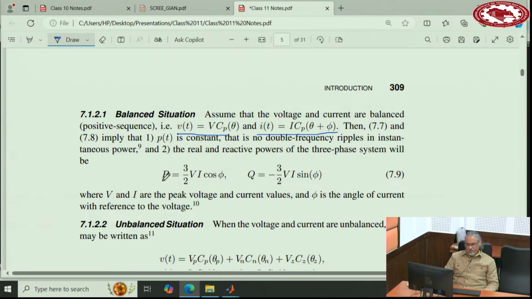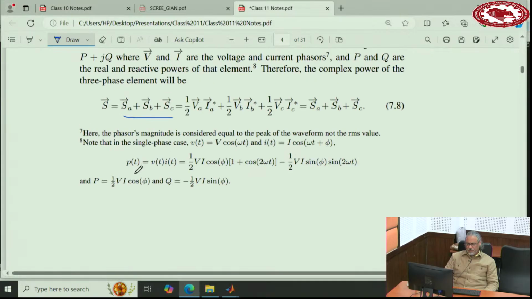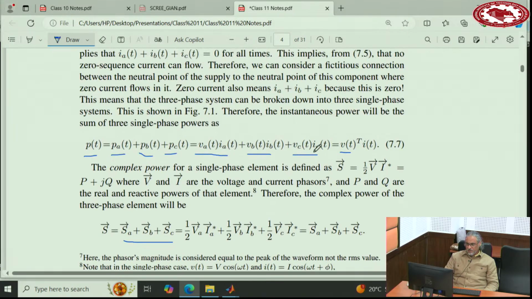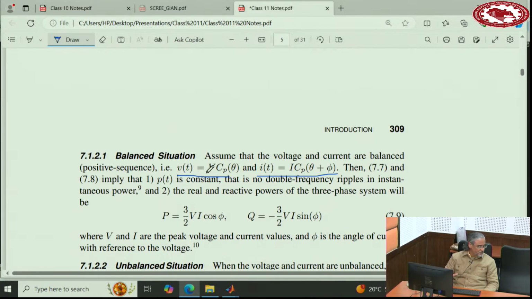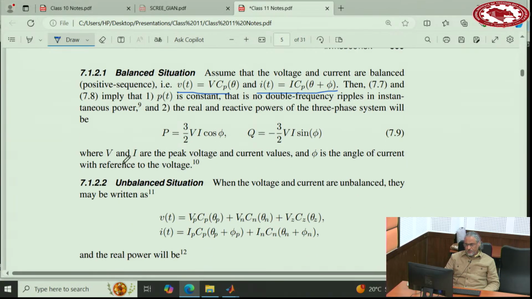Then P becomes constant. Instantaneous power in this equation becomes completely constant. So you will have no double frequency ripple. And this is really the big advantage of a 3-phase system, and I would say the reason that we use 3-phase systems. Because a 3-phase system will have no double frequency ripple if it's balanced. But a single phase system always has 100% ripple, because it has an oscillation which has the same magnitude as the DC. But here you do not have any ripple.